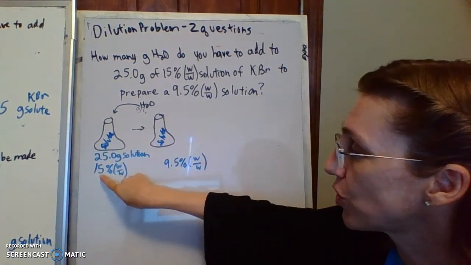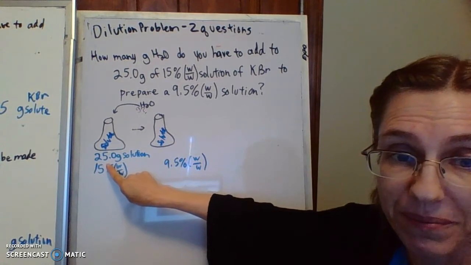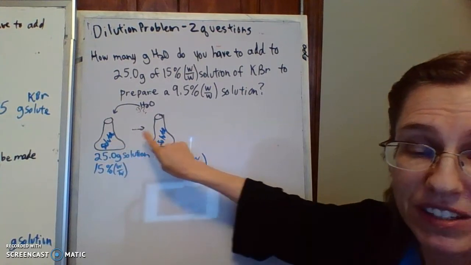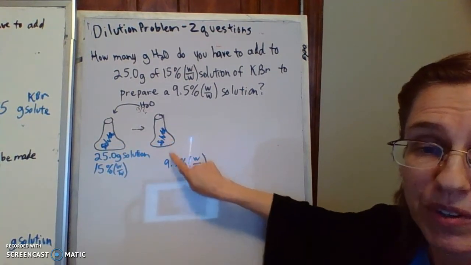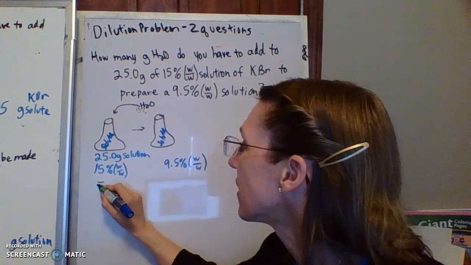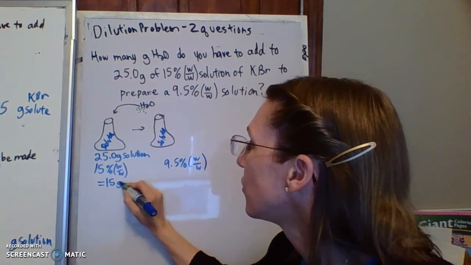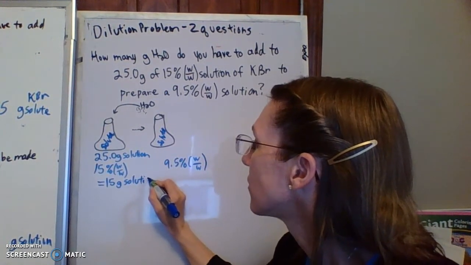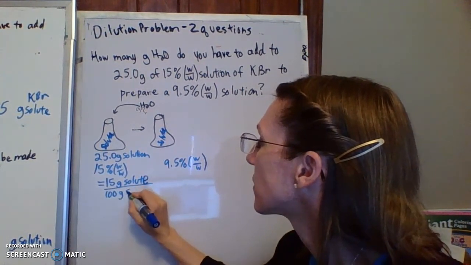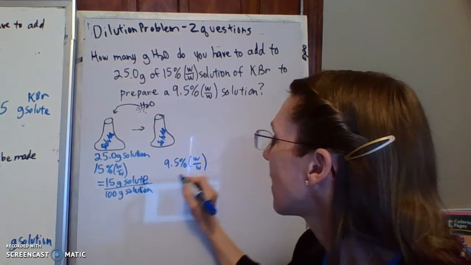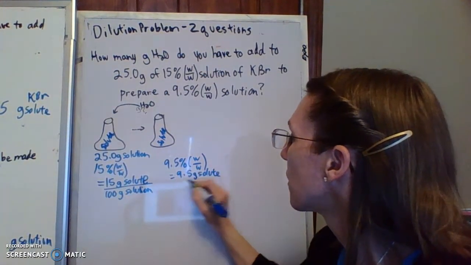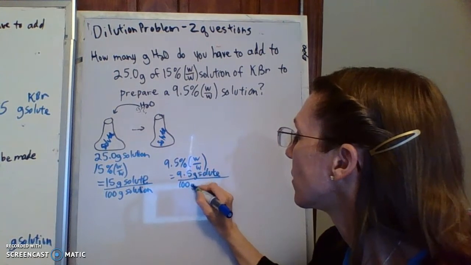So we're going to start with a solution that has two numbers associated with it. We're going to use those numbers to calculate how much solute is in there. And that amount of solute is going to be the first number that we're going to use with this concentration. Okay. So the first thing I'm going to do here is change these into conversion factors. 15 grams of solute over 100 grams of solution. And this is 9.5 grams of solute per 100 grams of solution.